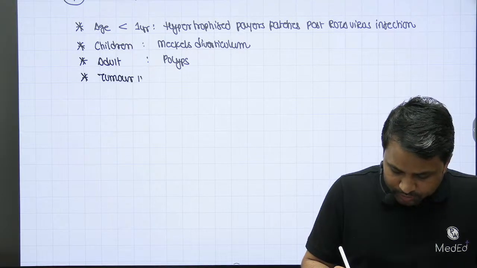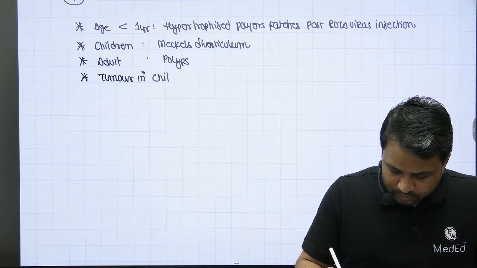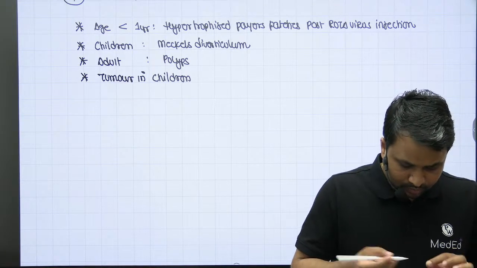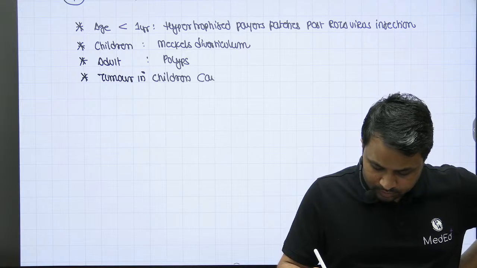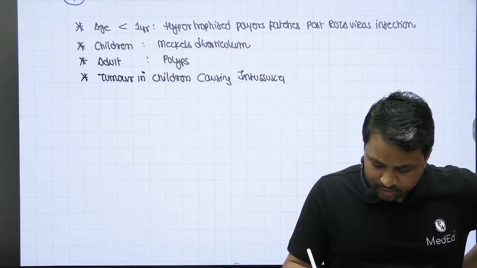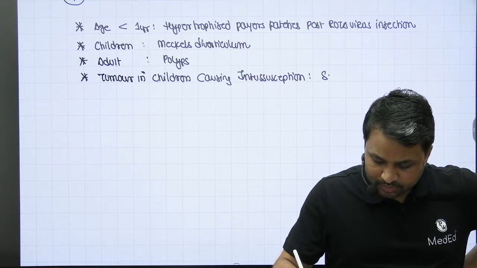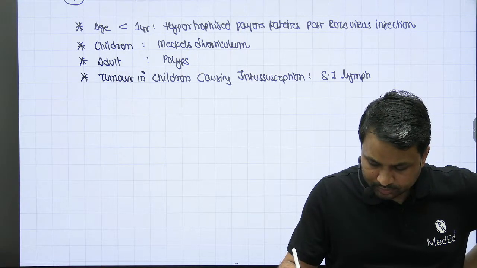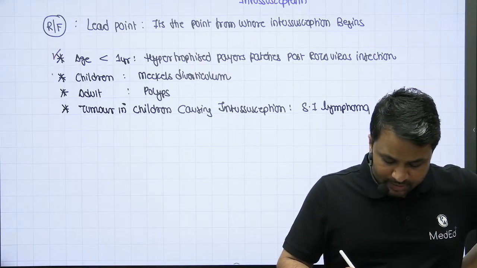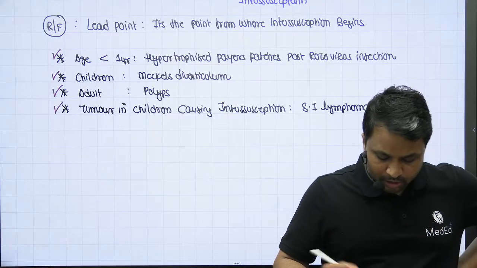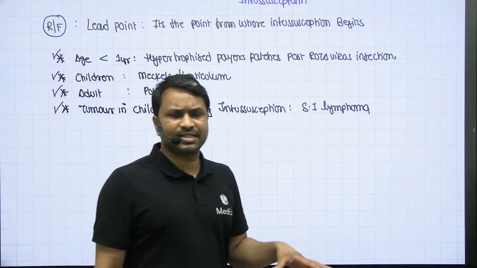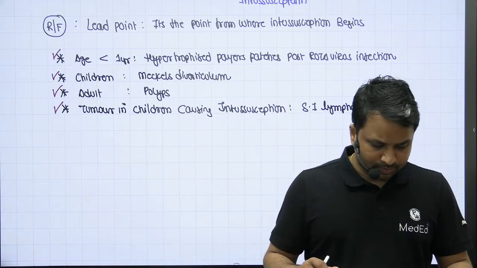Tumor in children which will cause intussusception is the small intestinal lymphomas. So look at it: age less than 1, hypertrophied Peyer's patches; children, Meckel's diverticulum; adult, it is polyp; and tumors in children causing intussusception is going to be a small intestinal lymphoma. All these act as lead points. Okay. Now, how does the patient present to you?